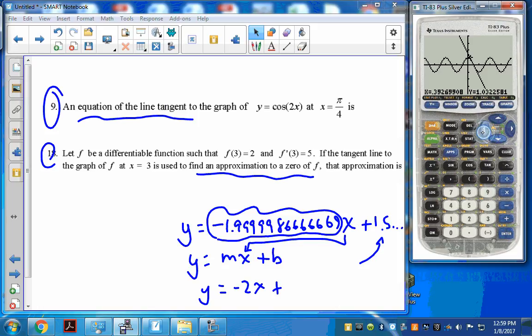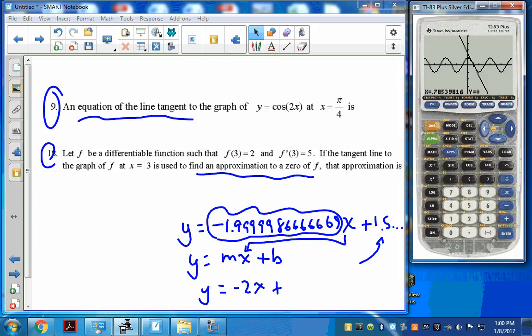Maybe we can't. Let's see. I don't know if this calculator will actually give me the entire thing. Let's see, pi divided by 4. There's the equation. No, that doesn't do it. Well, at any rate, there's a y-intercept up around 1.5. What we're most concerned about is the slope. So the equation of the tangent line.